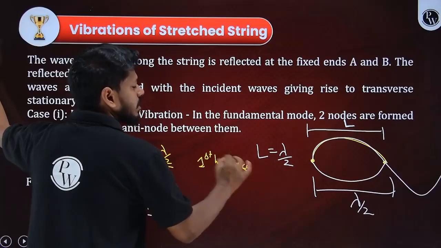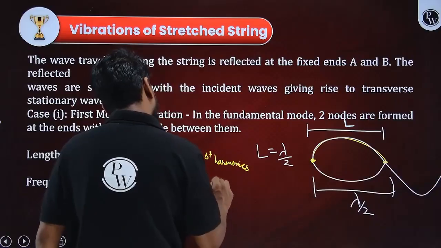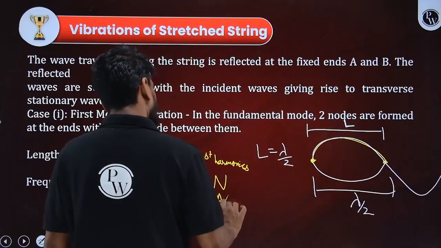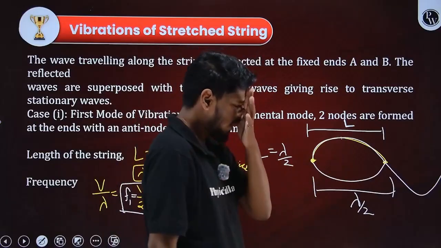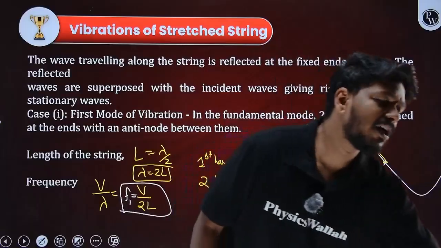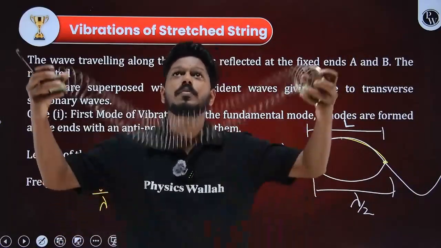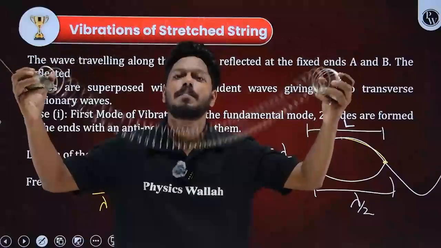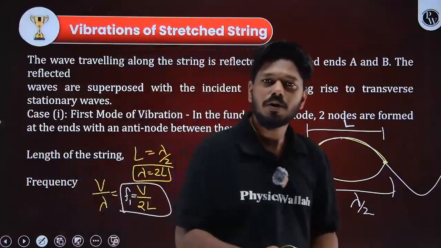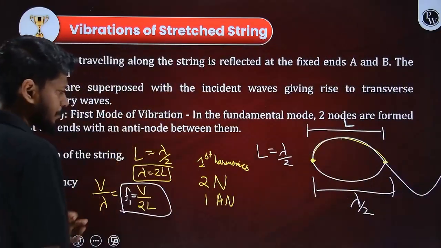In the first harmonic, how many nodes do I have? Two nodes. How many antinodes? One. Sir, this is an antinode, this is an antinode, so we have two antinodes? No. The wave is either up or down; at the same time it is not up and down. When the wave is up, we have the antinode up, and when it is down, the antinode is down. So at the same period of time, we are not going to have two antinodes. Either it is up or down. Are you able to follow?